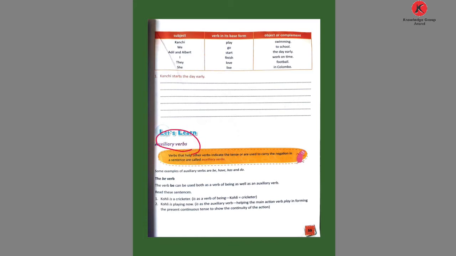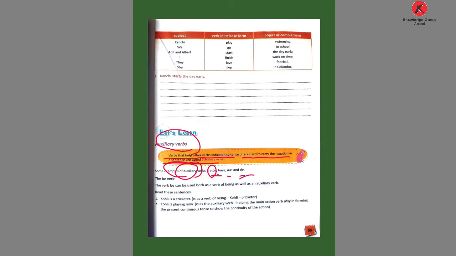Now talk about the auxiliary verb. Here is given the definition. What is the auxiliary verb? Verbs that help other verbs, indicate the tense or are used to carry the negation in a sentence, are called auxiliary verbs, which help the main verb. Now see the examples of auxiliary verbs given here: be, have, has, do.